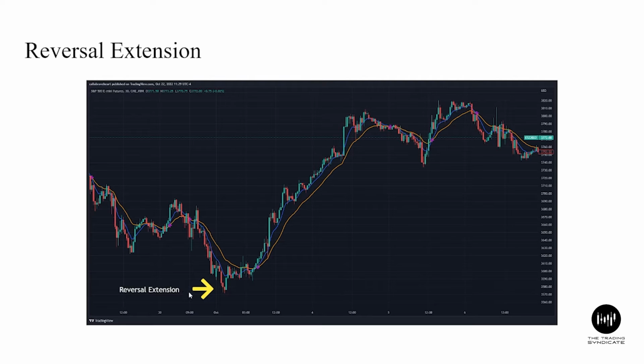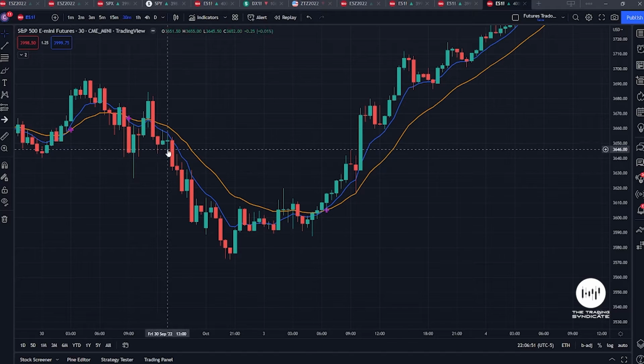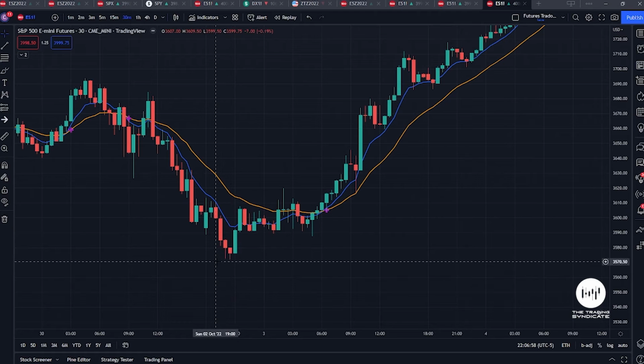The first phase is the reversal extension, the characteristics being large separated EMAs and signs of a reversal candle, seen here. Let's take a look at this phase in more detail. As we are familiar with already, our 8 EMA and 20 EMA on our chart are extended from one another and price is finding a bottom.